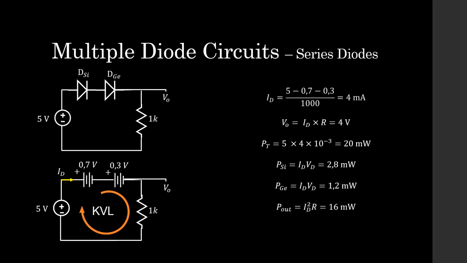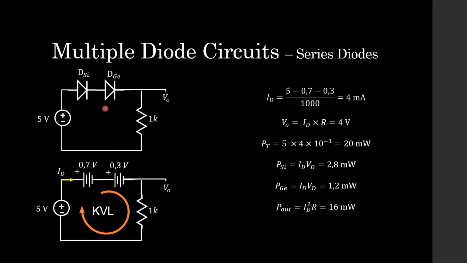Now moving on, we're now going to look at multiple diode circuits, and we're going to kick things off with some series diodes. So looking at the circuit, we have two diodes in series, a silicon diode and a germanium diode. Now students, if you'll remember, the on voltage for a silicon diode is about 0.7 volts, but for a germanium diode, it's somewhere about 0.3 volts.